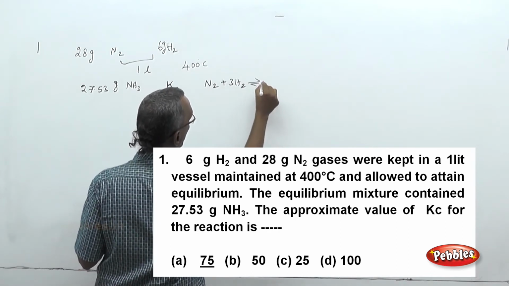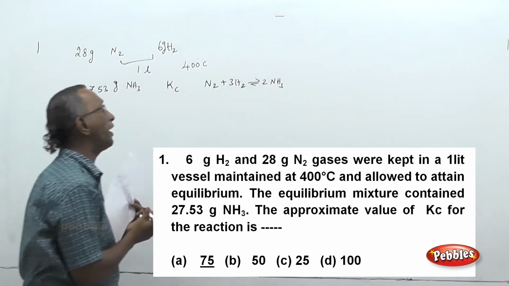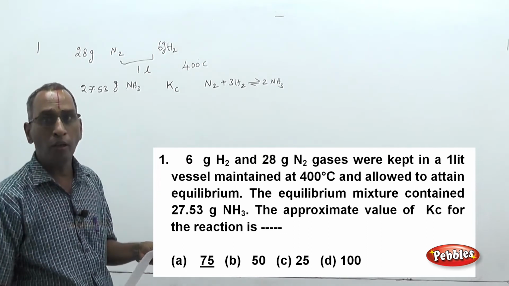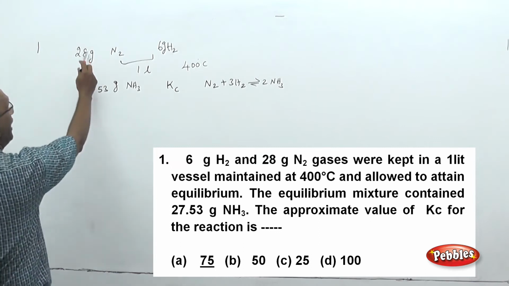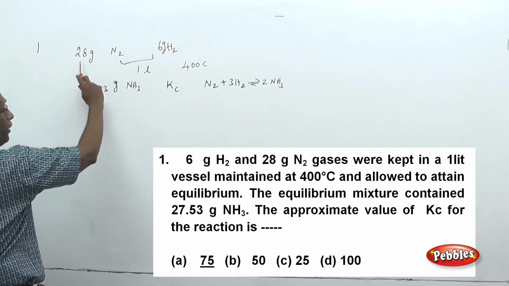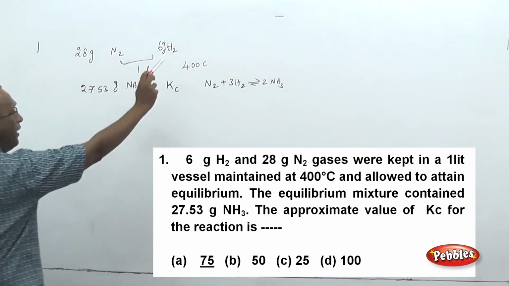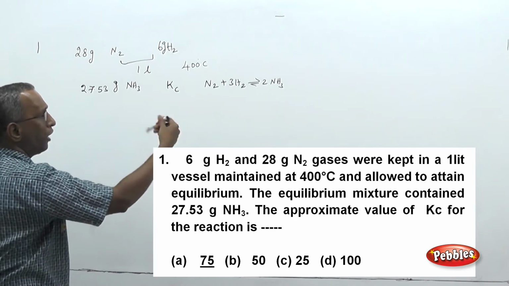N2 plus 3H2, it is chemical equilibrium. N2, 1 mole of nitrogen combining with 3 moles of hydrogen, forming 2 moles of ammonia. So here they have given the initial amounts. 28 grams of nitrogen and hydrogen were mixed. So initial concentrations are given. So the system is allowed to approach equilibrium.